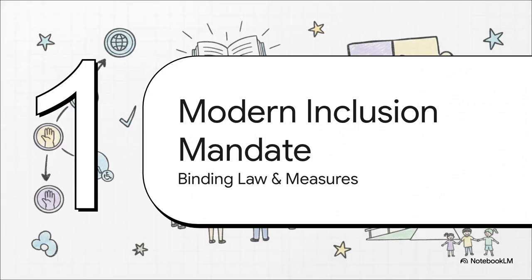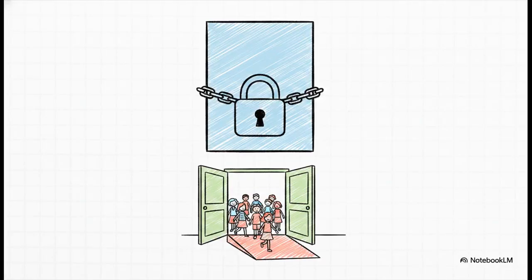And now, our final section, number 5, the Modern Inclusion Mandate, Binding Law and Practical Measures. So, all of these historical soft laws, the paradigm shifts of Salamanca, the global momentum of education for all, they all paved the way for the ultimate legal mandate. In 2006, the world got the Convention on the Rights of Persons with Disabilities, or the CRPD. Under Article 24, all those great philosophies from the past finally transformed into binding, hard international law.